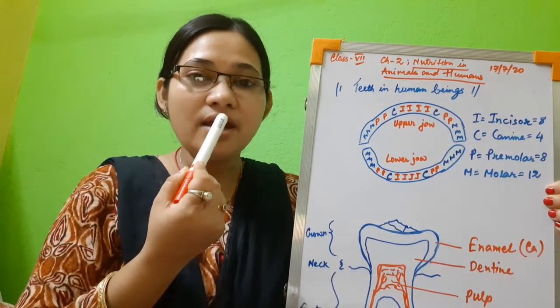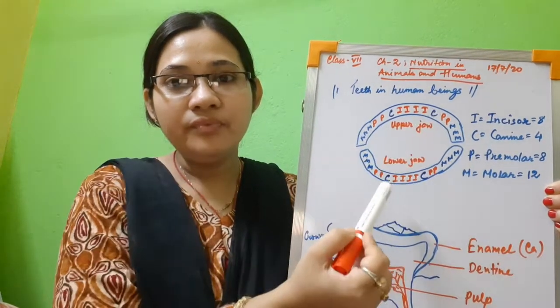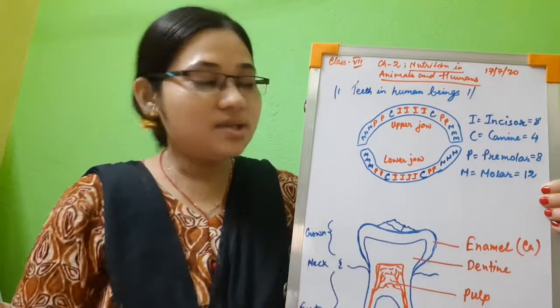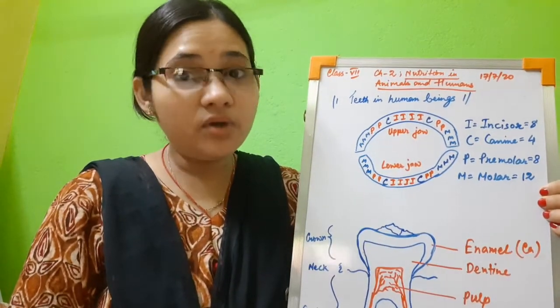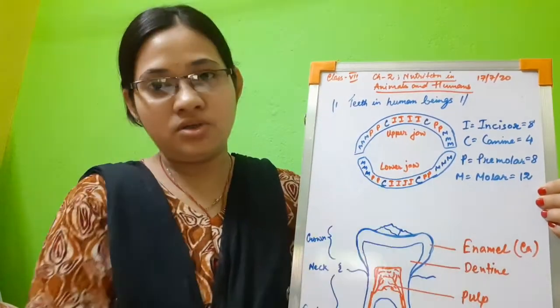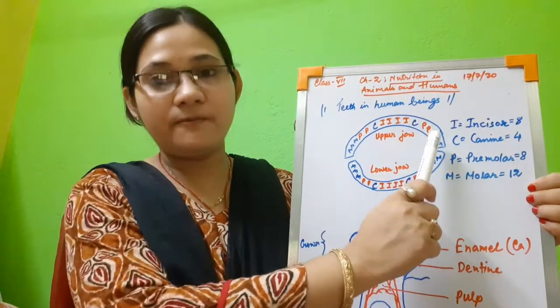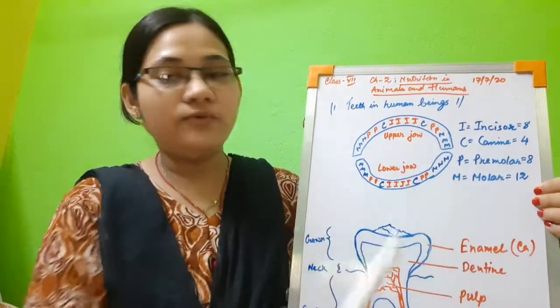Just adjacent to the incisors are the canine. So 1, 2, 3, 4. By the help of C you can see these are the canine teeth. So they are 4 in number, 2 in each jaw. So this is the upper jaw, this is the lower jaw. One jaw means half, this is the full mouth. So there are how many canines? 1, 2, 3, 4, 4 canines.